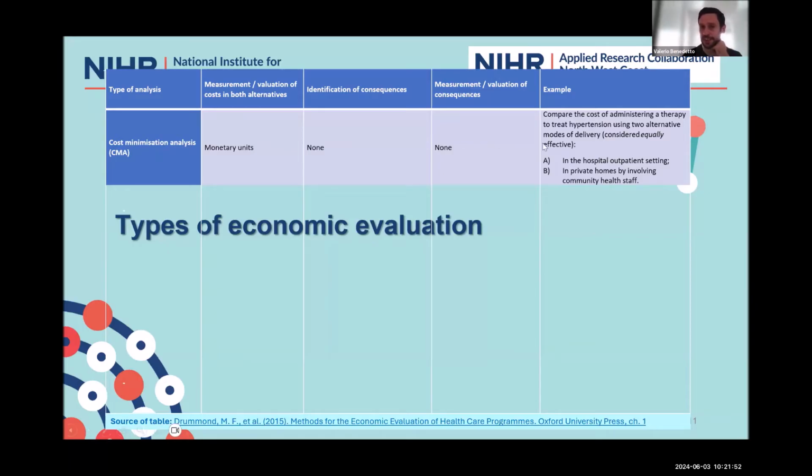So for example, if you look at the last column, the authors wanted to compare the cost of administering a therapy to treat hypertension using two alternative modes of delivery, which are assumed to be equally effective. And these modes of delivery were A, in the hospital outpatient setting, versus B, in the private homes by involving community health staff. So they're just comparing the cost of these two modes of delivery. This assumption around the intervention being equally effective is often wrong, is often not really realistic. So that's why cost minimization analysis is not really that used in common practice.